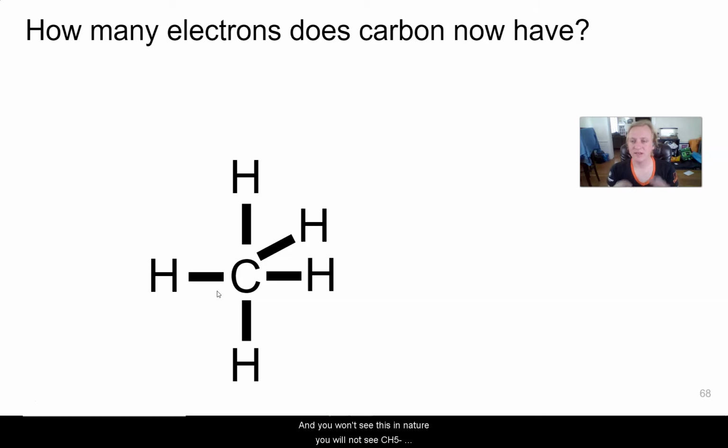It wants to have a filled outermost shell, and now it has even more electrons than it knows what to do with. And you won't see this in nature. You will not see CH5. CH4 all the time, carbon with 4 bonds, always happening throughout nature. You will not see a carbon with 5 bonds because that's too many electrons. It's violating the octet rule.